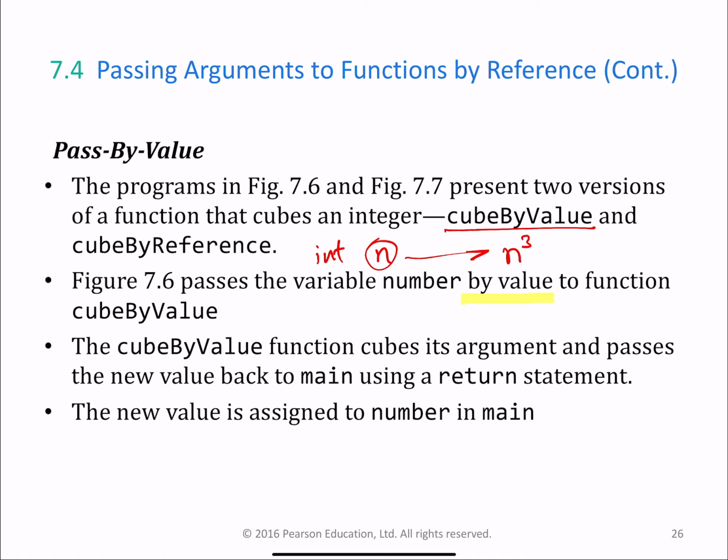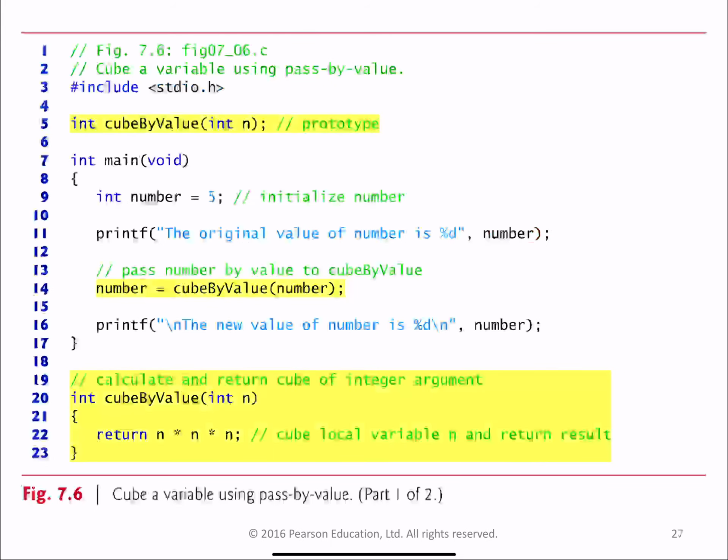The function that will actually perform the mathematical operation of computing the cube is, in this example, cube by value. Since we're not passing the argument by reference, the result has to be returned using the return statement, and so it'll also return an integer. And here's the code for that. We have the function prototype up here for cube by value. It returns an integer and takes an integer as argument.